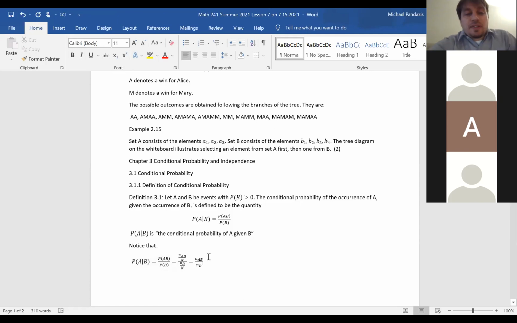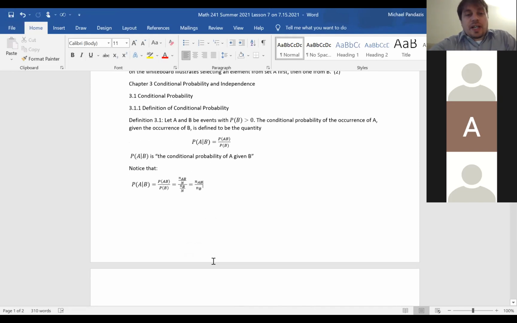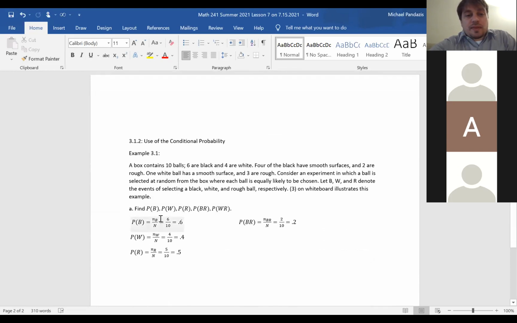Okay, so the probability of A given B is also equal to the number of elements in the event AB divided by the number of elements in B. Okay, and so that's what I'm using.